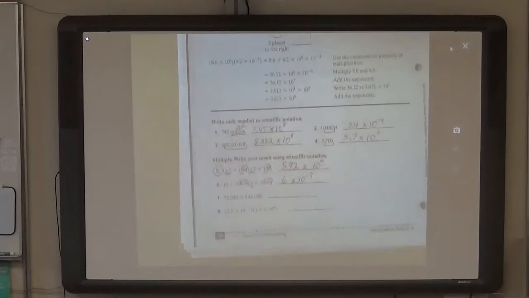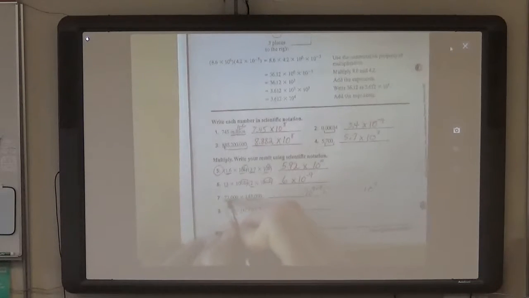Now, how do we do this? 72,000 times 143,000. You know what, we can do this without too much work either. This is 10 to the 4th power. This is 10 to the 5th power. So, what's 10 to the 4th plus 5th? 10 to the 9th. Very good.